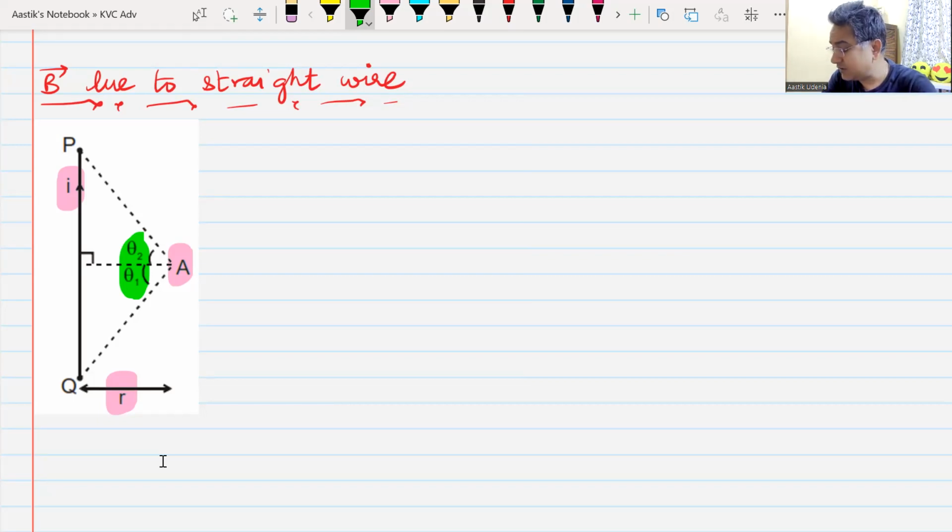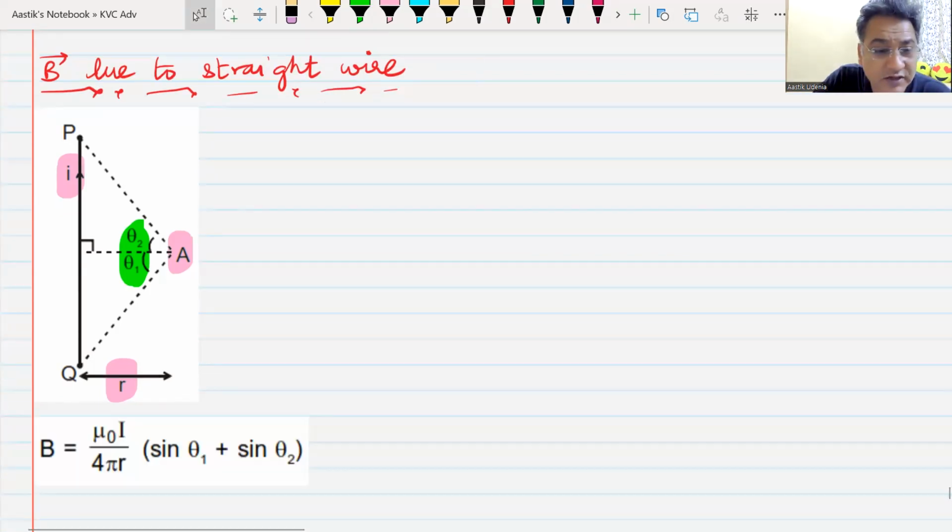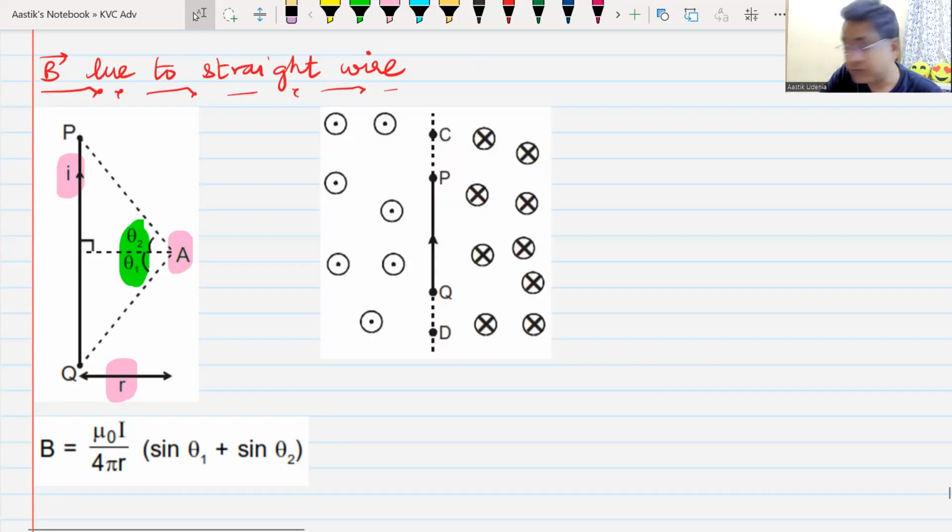And the result, do you know what is the magnetic field due to a straight wire? It is mu naught I by 4 pi r into sine of theta 1 plus sine of theta 2. This is the formula that you will have to use, but this only gives you the magnitude of the magnetic field. How do you find the direction of the magnetic field? Yes, using the right hand thumb rule, you can find the direction of the magnetic field. No prizes for guessing this.